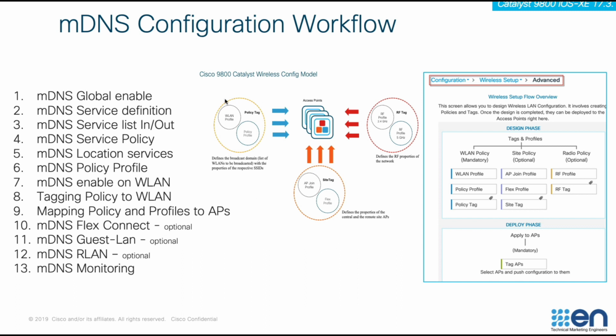First of all, we start here with configuring different profiles like WLAN profile and policy profiles, and then we map them into the policies. Same thing we do with the AP join profile and flex profiles, which we also map with the site tags. And then finally, RF tags, where we tag these created RF profiles and different policies, and we map everything to the access point.